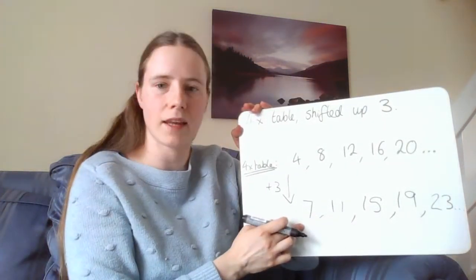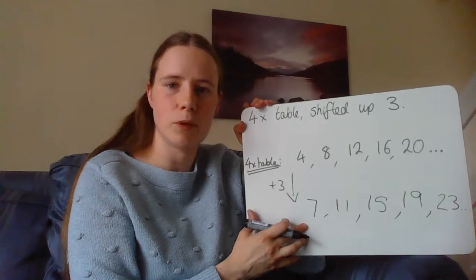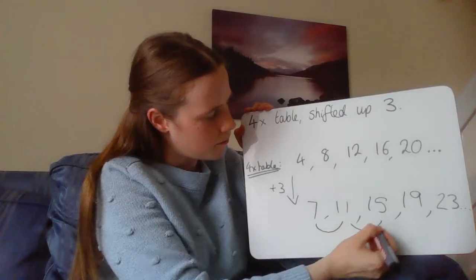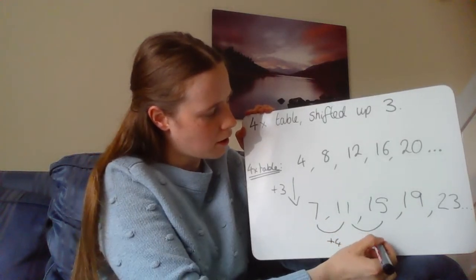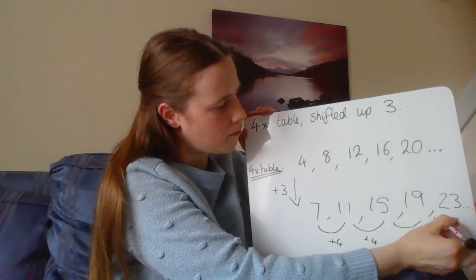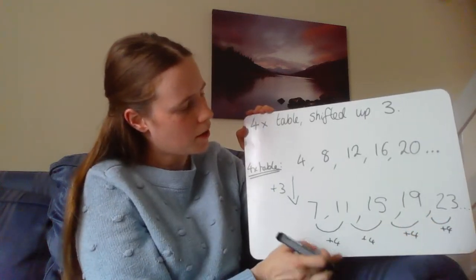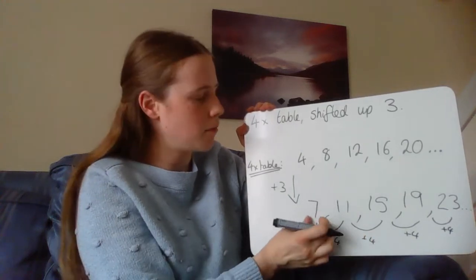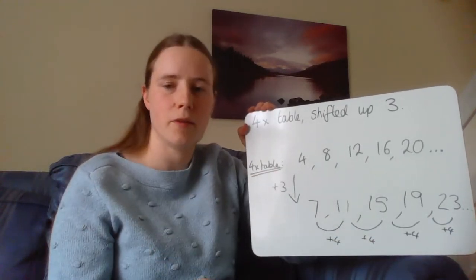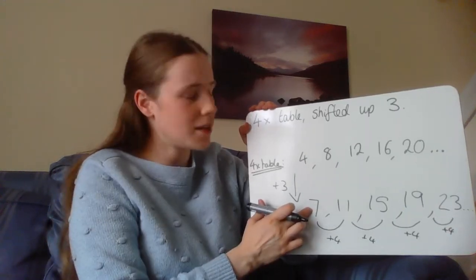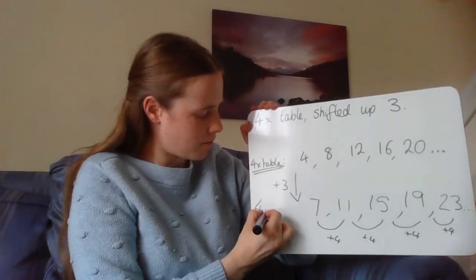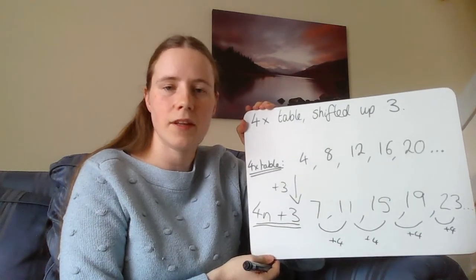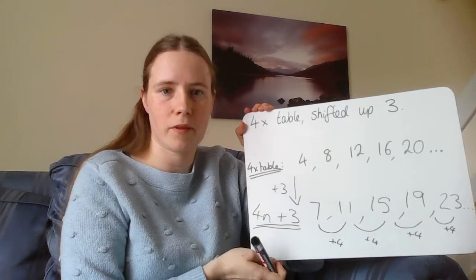So this sequence that I've written here is the 4 times table shifted up 3. You'll notice that as I go along, I'm adding 4 every time. Okay, so it's very similar to the 4 times table because we're still going up 4 every time, but the numbers we've got here are just 3 higher than the 4 times table. The nth term for this sequence is 4n plus 3. Okay, now let's go the other way. Let's have a sequence and work out the formula.